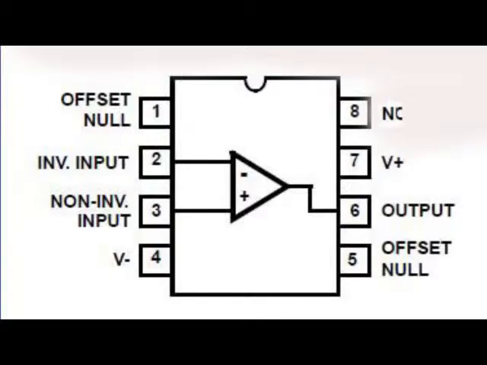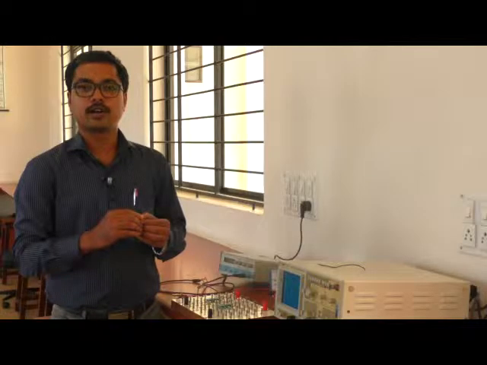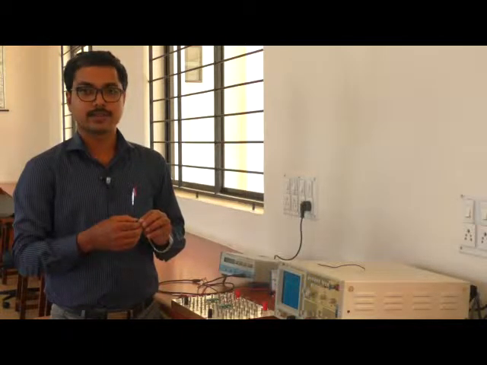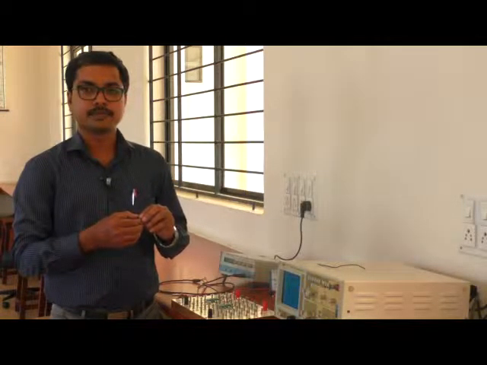Pin number 4 and 7 are used for biasing voltages, that is VCC and VEE, also called the saturation voltage, for biasing the transistors present in the OPAMP.